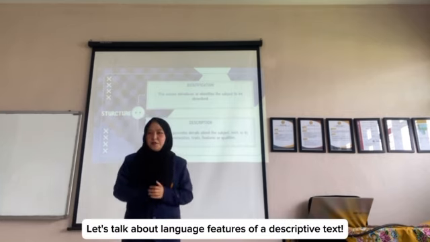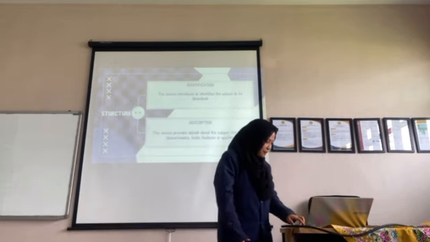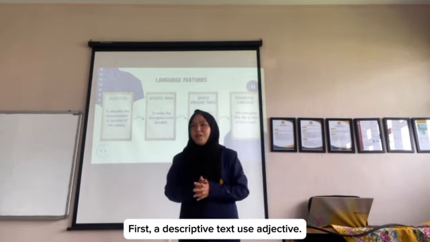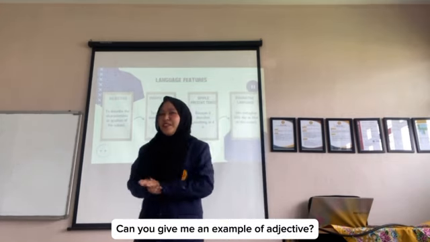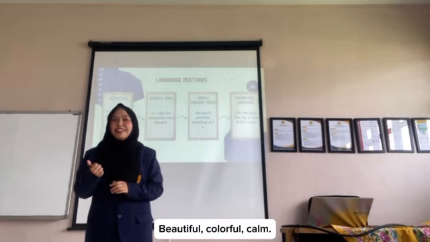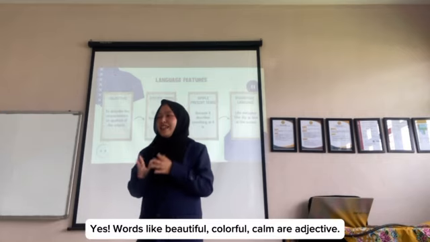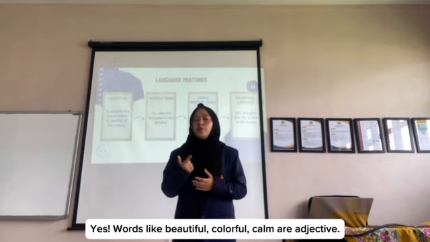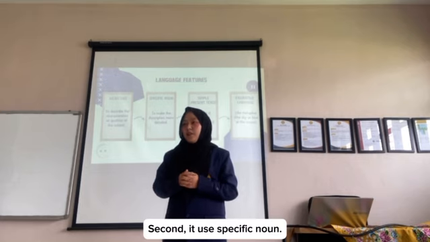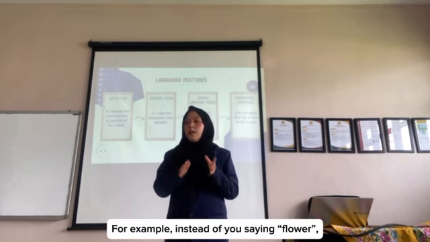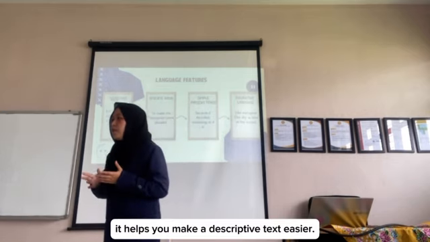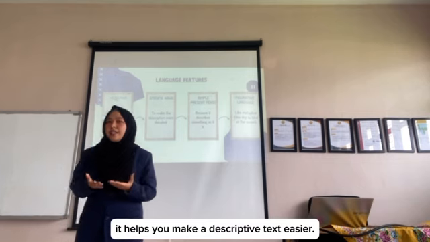Let's talk about the language features of a descriptive text. First, descriptive text uses adjectives. Can you give me an example of an adjective? Beautiful. Colorful, calm. Colorful, calm, yes. Words like beautiful, colorful, calm are adjectives. Second, it uses specific nouns. For example, instead of saying flower, you could say sunflower or rose. It helps make a descriptive text easier.